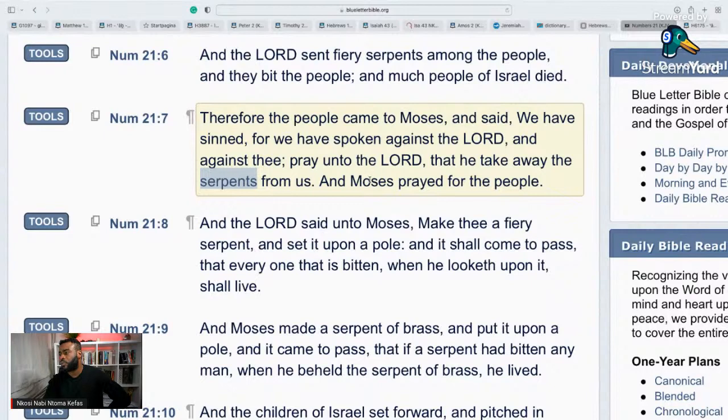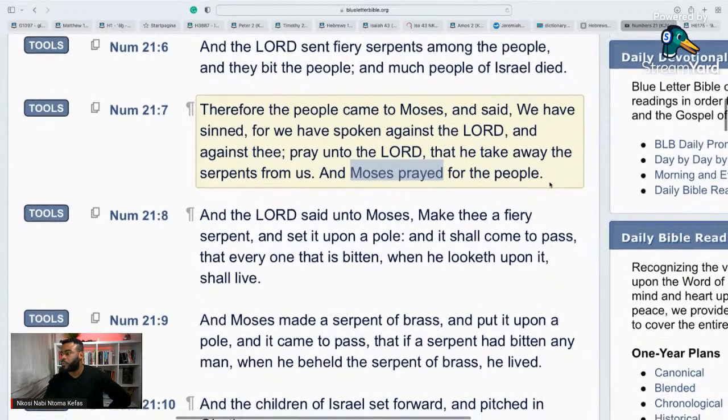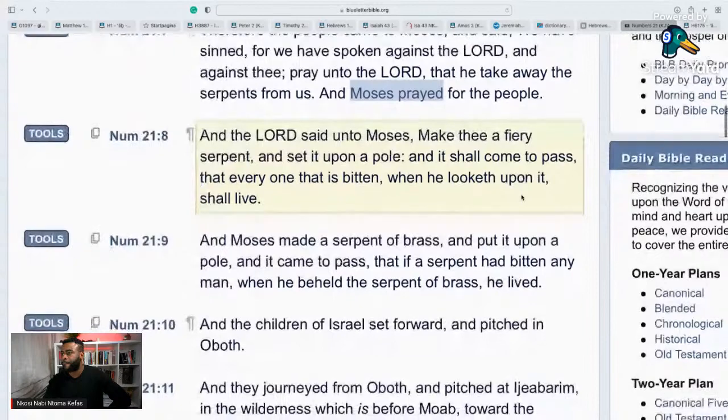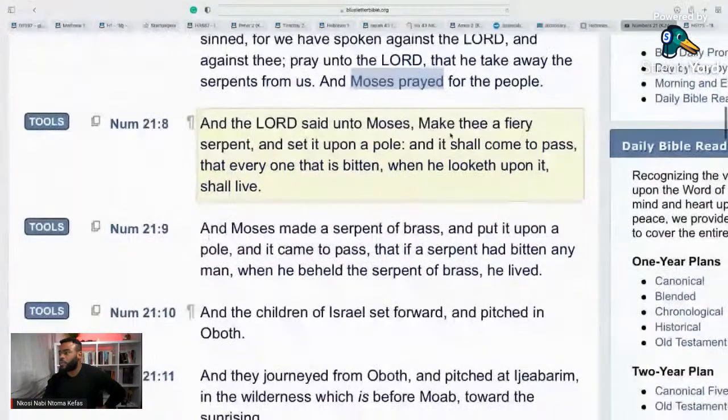And Moses, of course, being a mediator, being a man of peace and love, he prayed for the people. See that? So he prayed for the people. It's like an intercession. And Zambi said unto Moses, make thee a fiery serpent. Yes, make thee a fiery serpent and set it upon a pole. Hallelujah. My goodness. You see that?